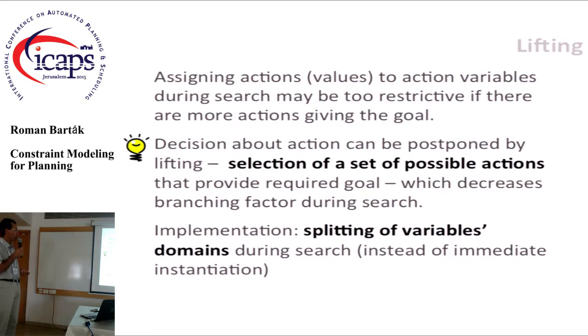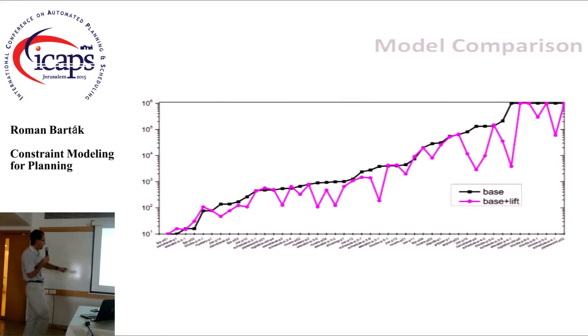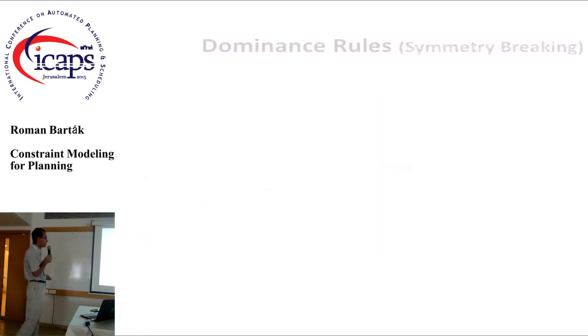So what was the effect of this? This is the original CSP-PLAN reformulated, and this is after we add the lifting. You can see it's usually better, but not always, because it may guide the search to a wrong branch that is explored first. But at the end, it's just slightly slower, no big slowdown. So this was the first improvement.